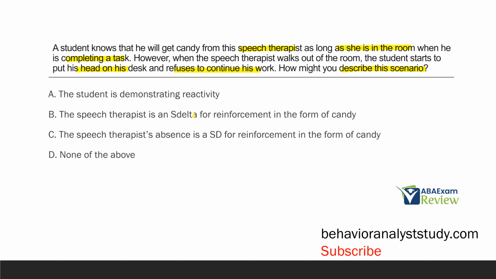When we talk about S deltas, we're talking about a stimulus that is not signaling something's available, right? So when we talk about SDs, an SD signals something is available. The speech therapist signals candy is available. So the speech therapist is not an S delta. C, the speech therapist absence is a SD for reinforcement in the form of candy.